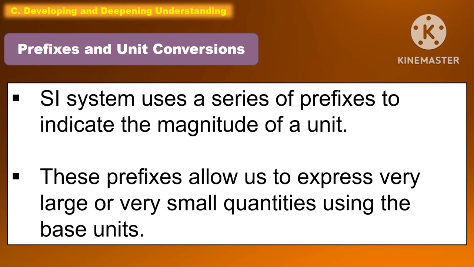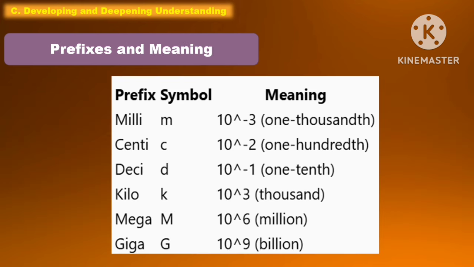The SI system uses a series of prefixes to indicate the magnitude of a unit. These prefixes allow us to express very large or very small quantities using the base units. The following are the prefix symbol and the meaning.